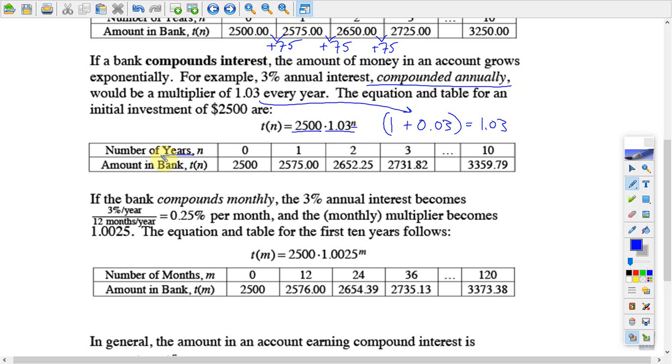So at the end of each year, they would give you 3%. You don't get any interest during the year, so that is compounded only once at the end of the year.